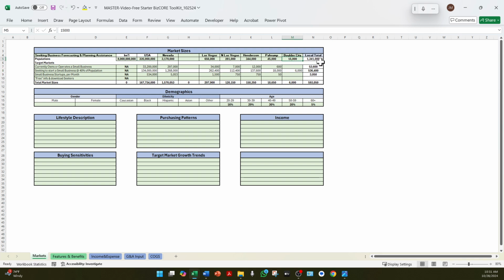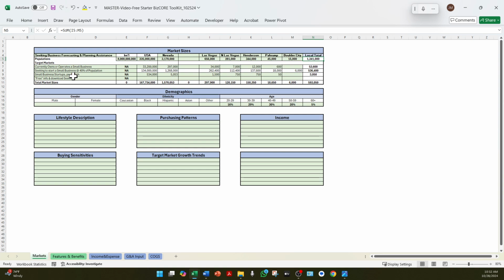What this does is total up different totals at the bottom, for your various markets: state, national level, local cities, and then a local total, to give you totals of how many potential customers are in your area. And when you look at what these broad target markets are, look at mine. I'm targeting folks that are looking to do some kind of business forecasting and planning.